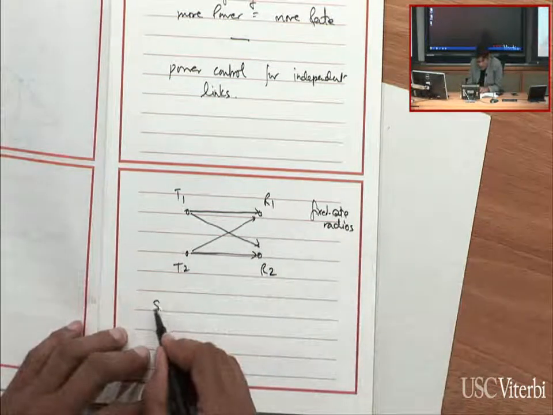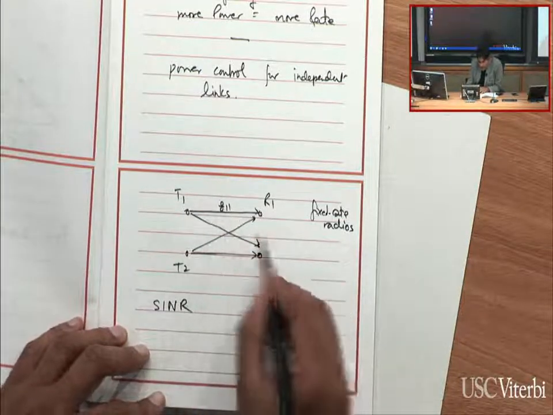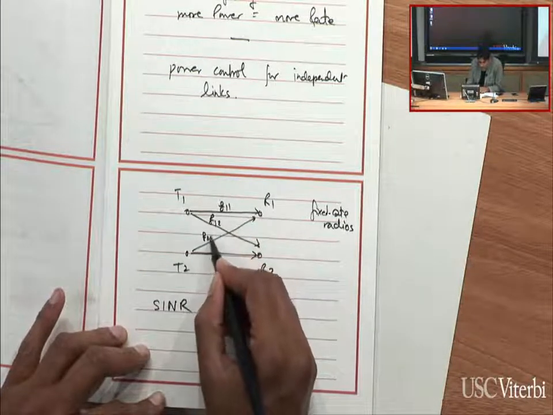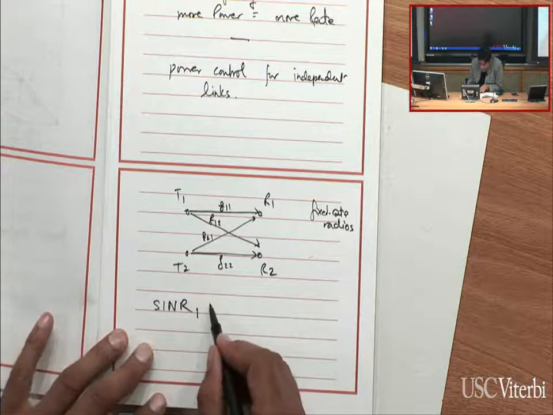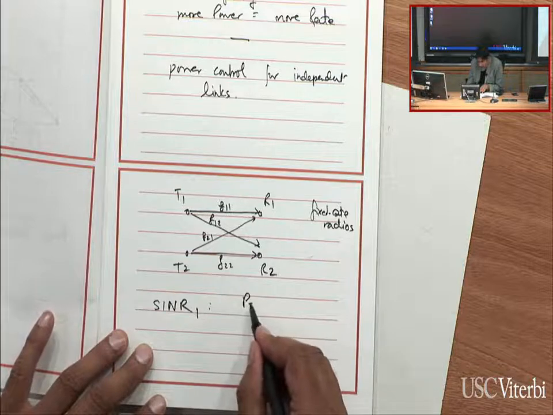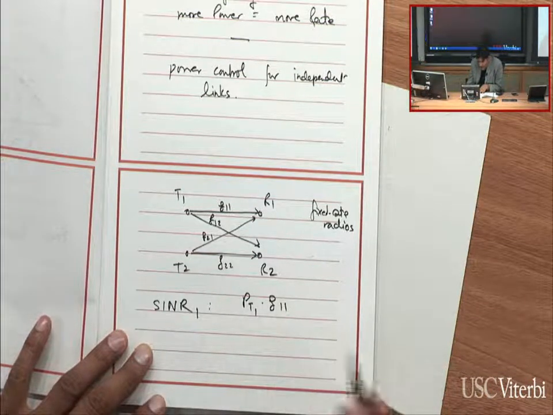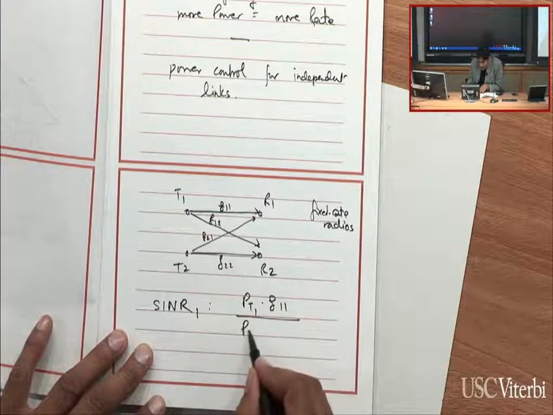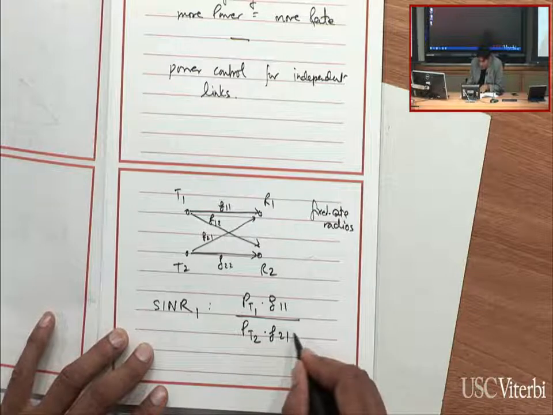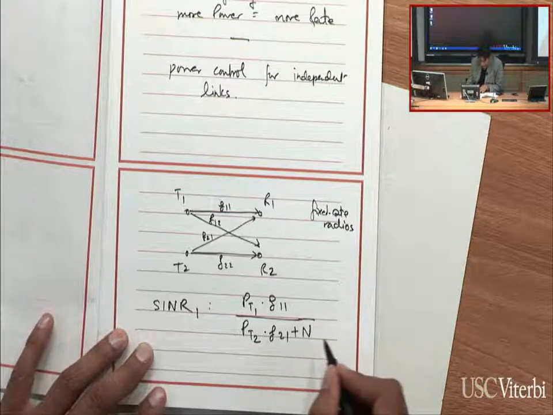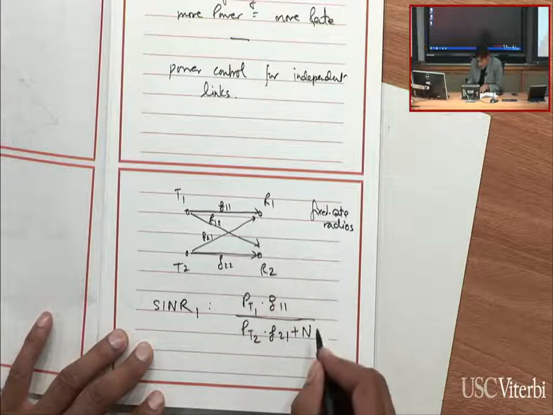And so the metric we care about is called SINR. We assume that there's some gain on each link, G11, G12, G21, G22. So SINR for link 1, we say, is the transmit power on link 1 times the gain on link 1 over the transmit power on link 2 times the gain 2-1 plus whatever the noise is on receiver 1.